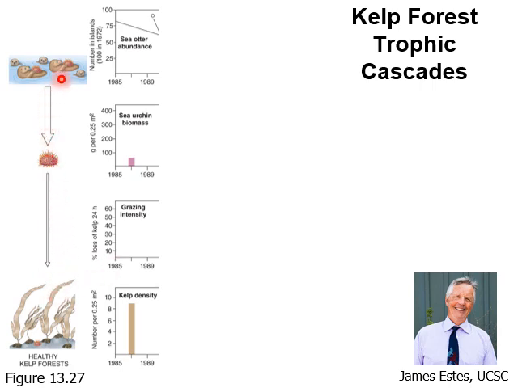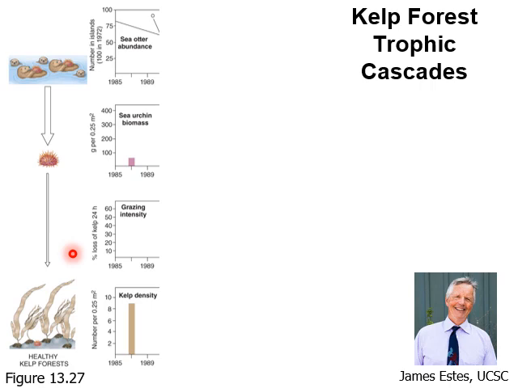So that's a trophic cascade. What is at the very top level of the food web will have effects on things at the very bottom levels of the food web. Even though sea otters don't eat kelp, they have effects on kelp by eating sea urchins. This was the story that was put together by James Estes.